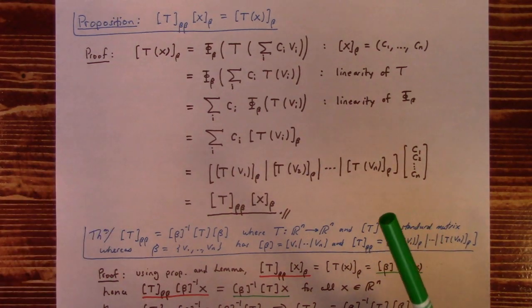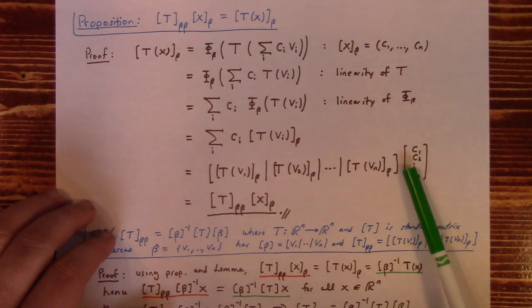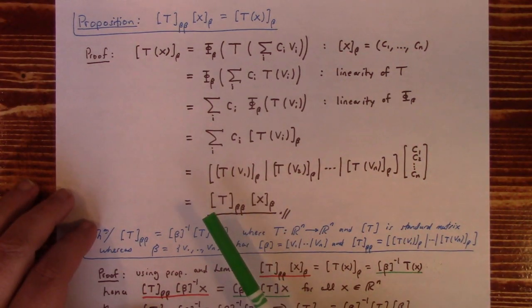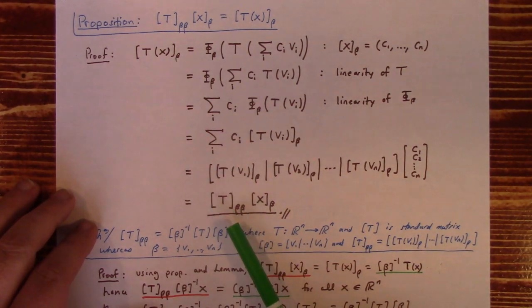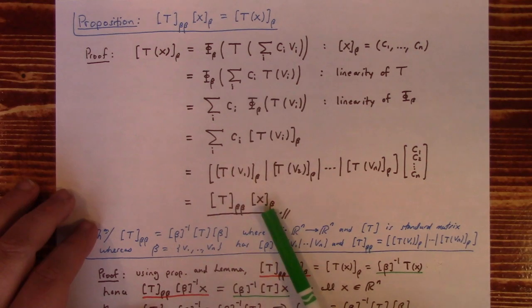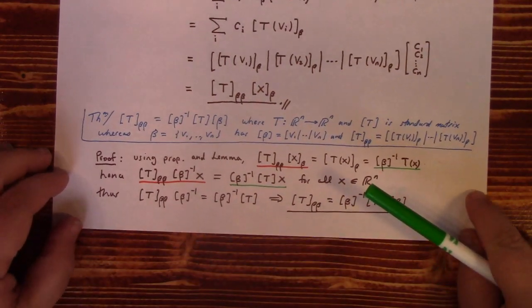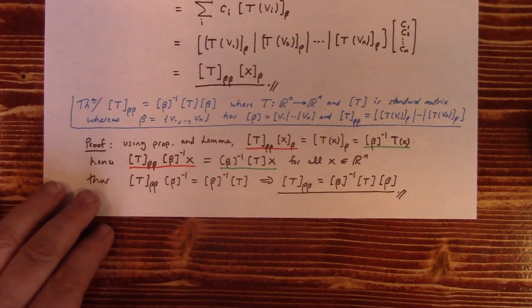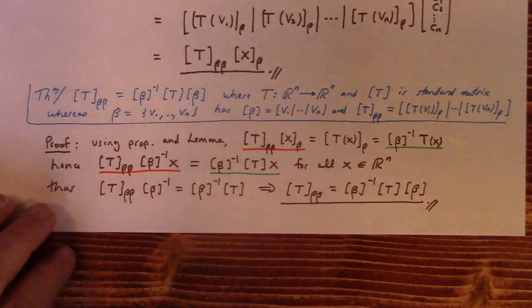times that. Sorry, my phone has decided to be noisy. Times that coordinate vector. But hey, that's exactly what we were trying to prove, that the coordinate vector of T(x) is the matrix with respect to the basis times the coordinate vector with respect to the basis. And of course, this straight away gives us a theorem. Well, not straight away, but nearly straight away.